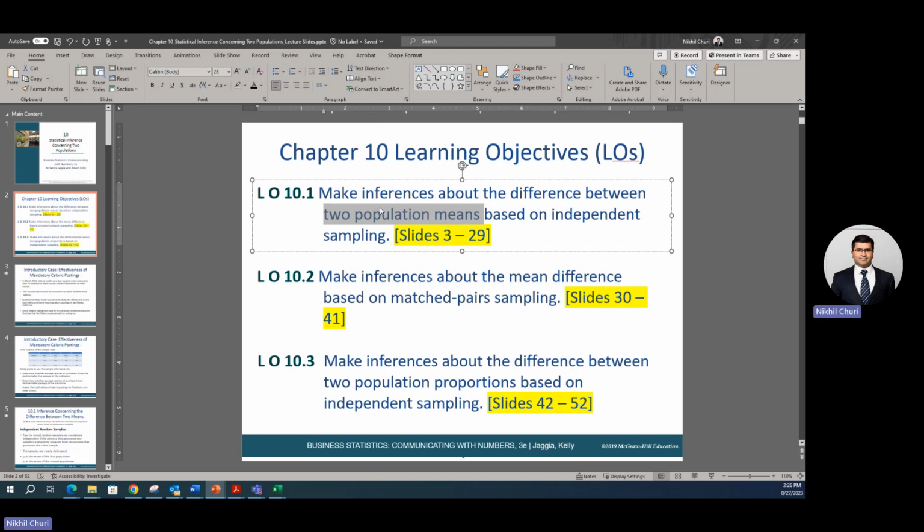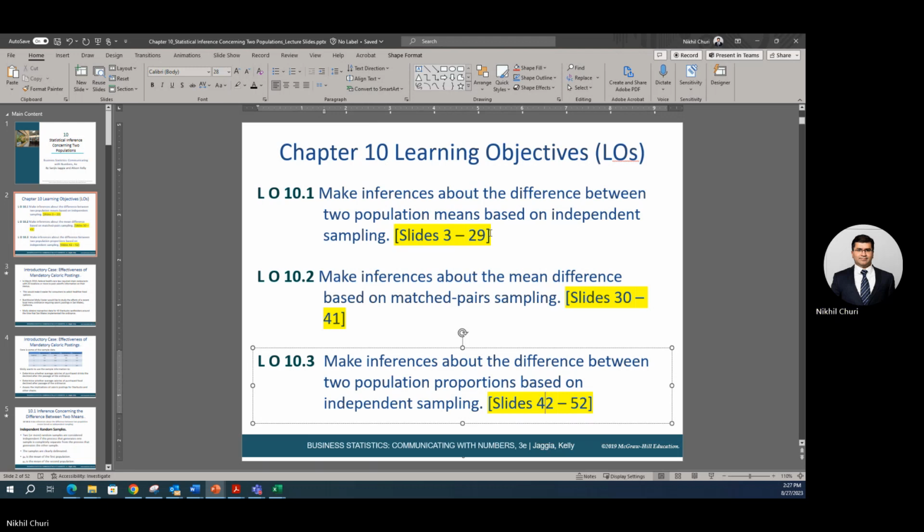I have specifically mentioned which slides are dealing with which. For 10.1 we'll be learning from slide 3 to 29. For 10.2 we'll be learning from slide 30 to 41, and the last one from slide 42 to 52. In each of these segments of slides, the last 4, 5, or 6 slides are based on numerical problems. These are the exact type of numerical problems you'll have for your online homework assignments in McGraw-Hill. So please pay attention to those problems as well.